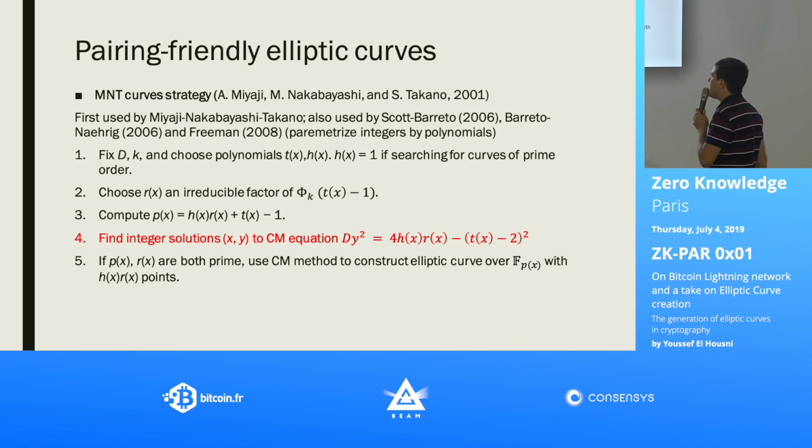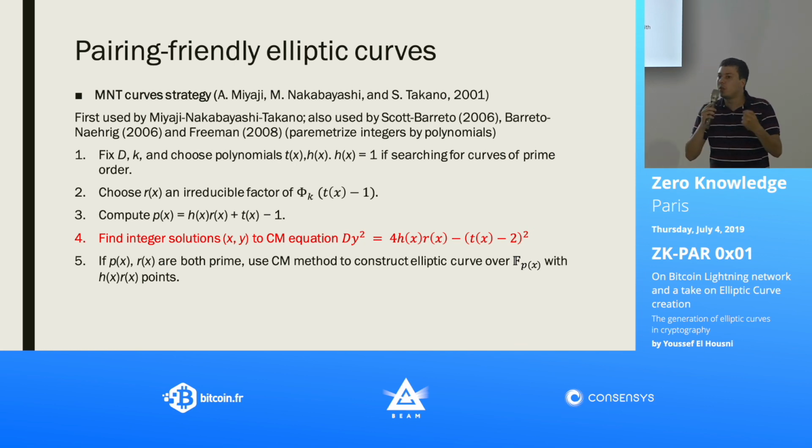The MNT strategy is very nice because they construct families. So all those conditions we have shown up here, instead of doing all the computations with integers, you do them with polynomials. You parameterize your polynomial, and once you parameterize it, you need to find those solutions x, and then you do the complex multiplication theory as before to find the elliptic curve. This same idea was used by Scott, Barreto, Freeman, and Barreto-Naehrig as well.